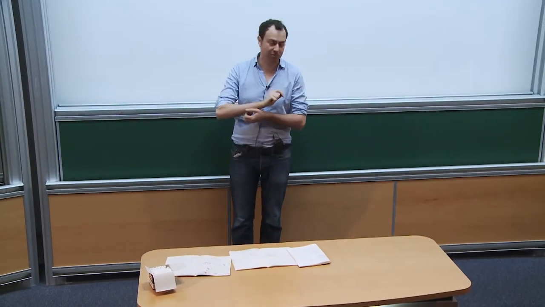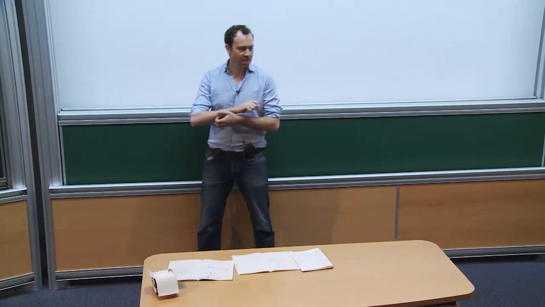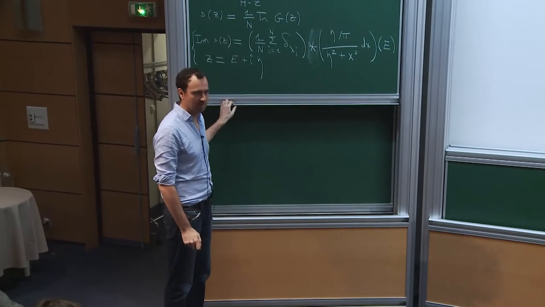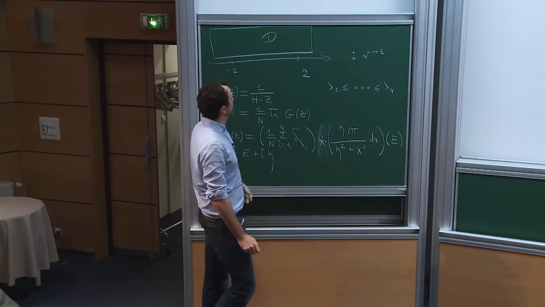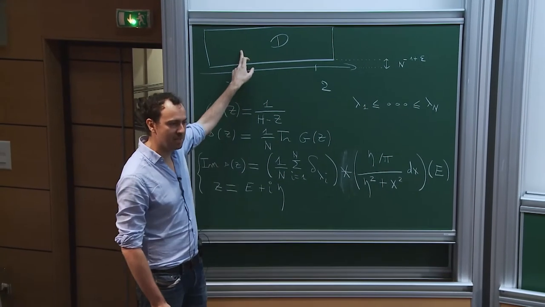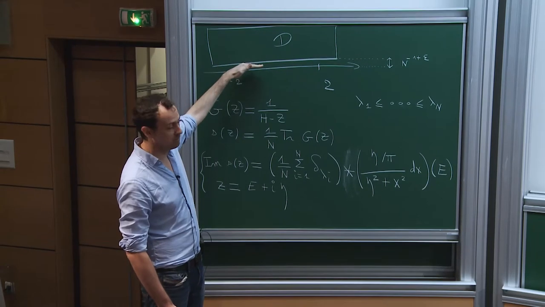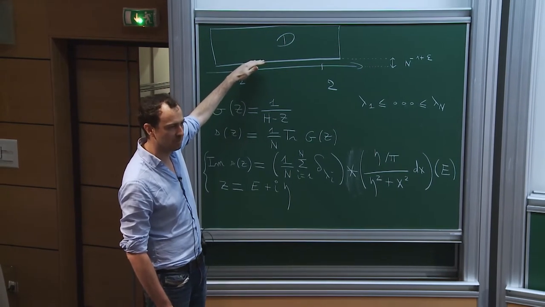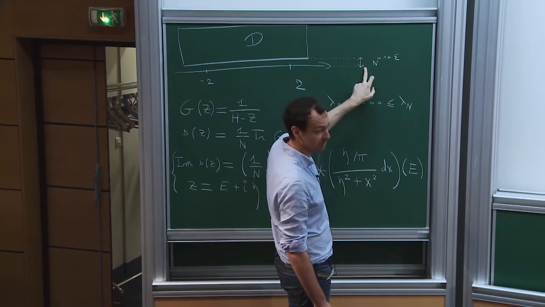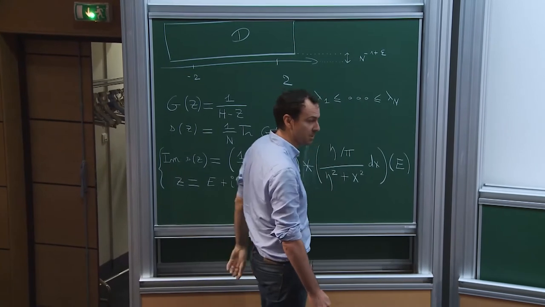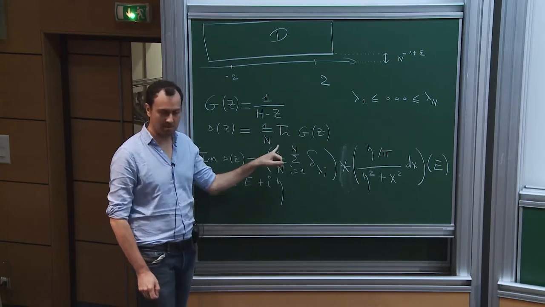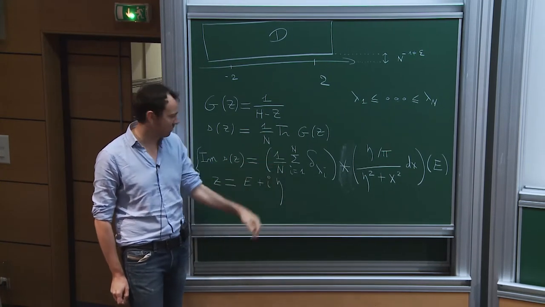So here's a little bit of a reminder of things we have done yesterday. We consider the so-called local law that I'm going to write in a minute. This is stated about the Green function evaluated in the domain D. And D can go up to the scale, almost up to the microscopic scale. Namely, we look at the imaginary part of z at least n to the minus 1 plus epsilon. Right? So this is my Green function. The Stieltjes transform is always defined in this way.